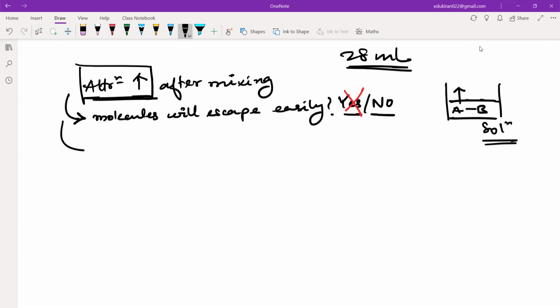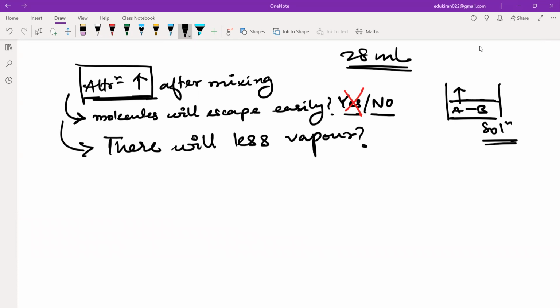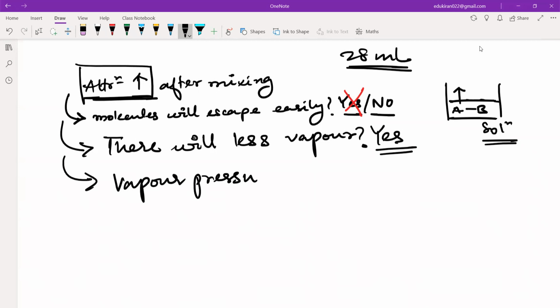If they will not escape easily, there will be less vapor. Correct है ना? If they are not escaping easily, there will be less vapor, yes na? Yes, sir. Vapor pressure will be low. Correct, yes or no? Please tell me.